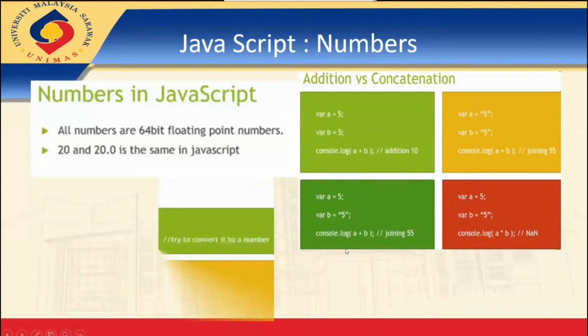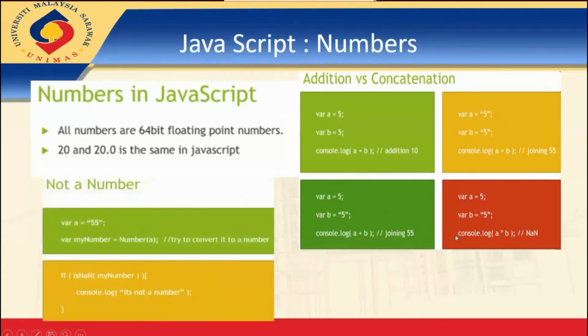Okay, so there is a procedure to find out before applying any mathematical calculation to check. There is one way that you can change. For example, you can change a string to a number, like variable my number. This Number function converts the argument to a number.